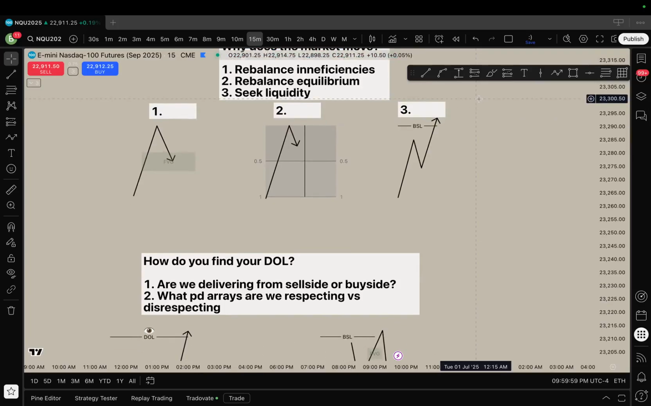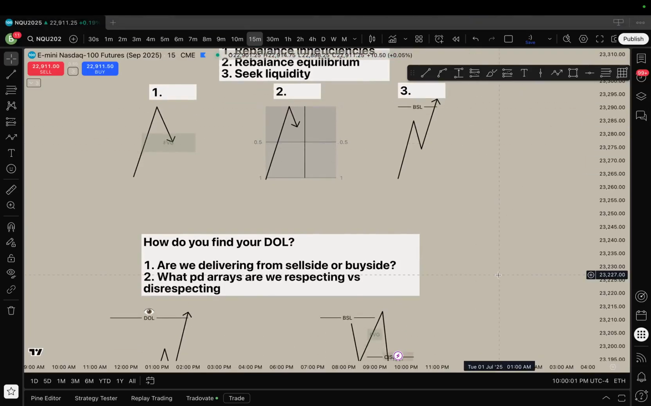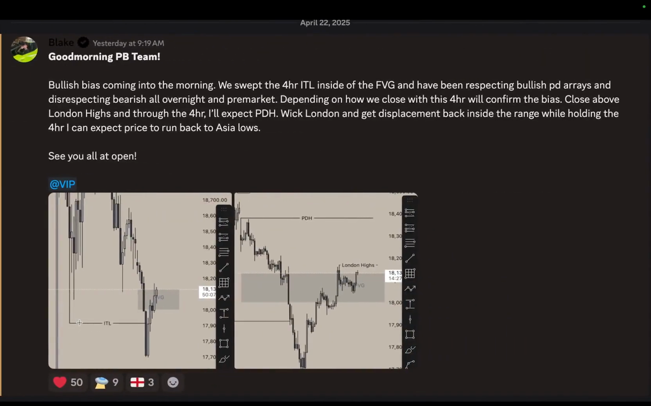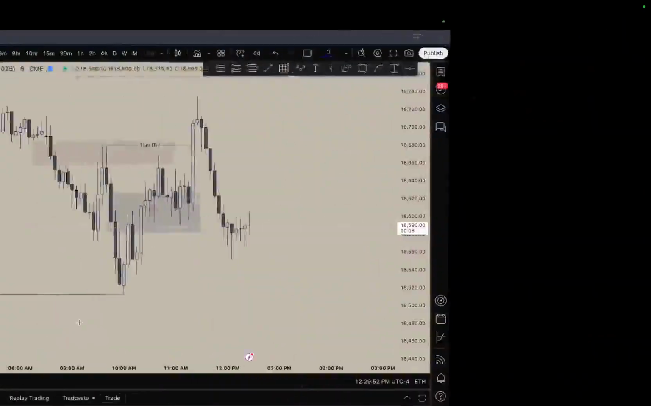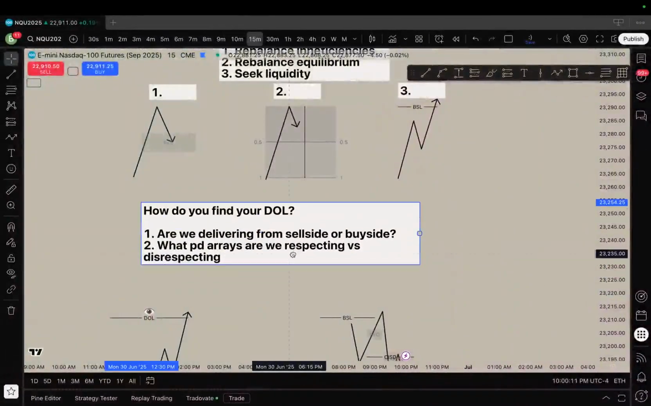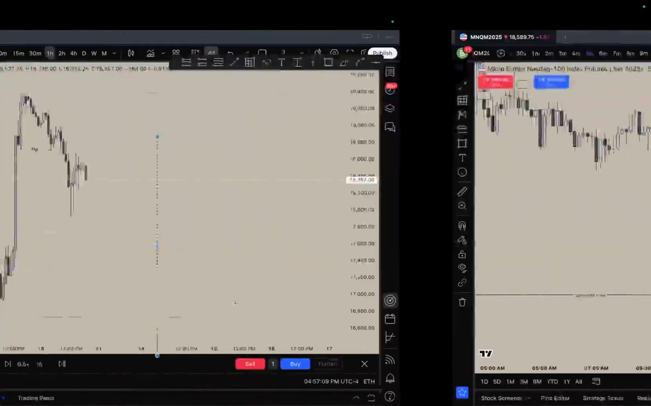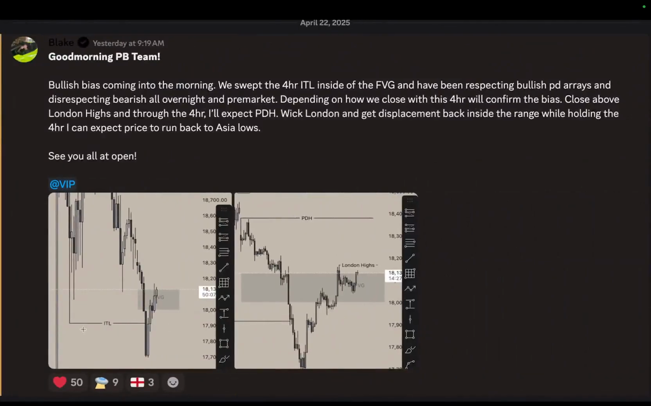How do I find my draw on liquidity here? Are we delivering from sell side or buy side? Let's take a little gander, all right? We are delivering from sell side. Are we respecting or disrespecting PD arrays? That was the next question. What PD arrays are we respecting versus disrespecting? Well, we are disrespecting these bearish PD arrays left of us, and we are respecting these bullish, right? We are delivering from sell side.